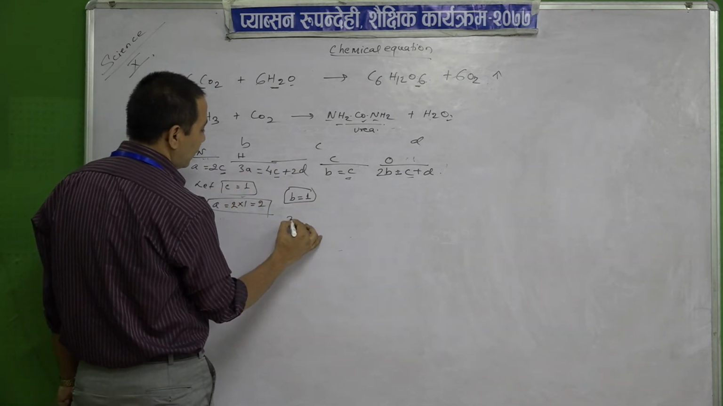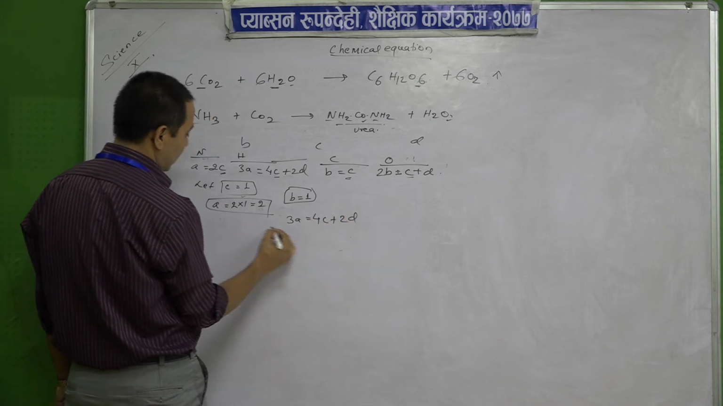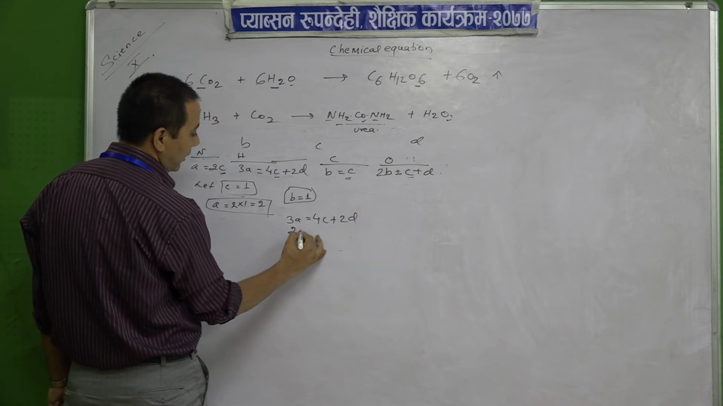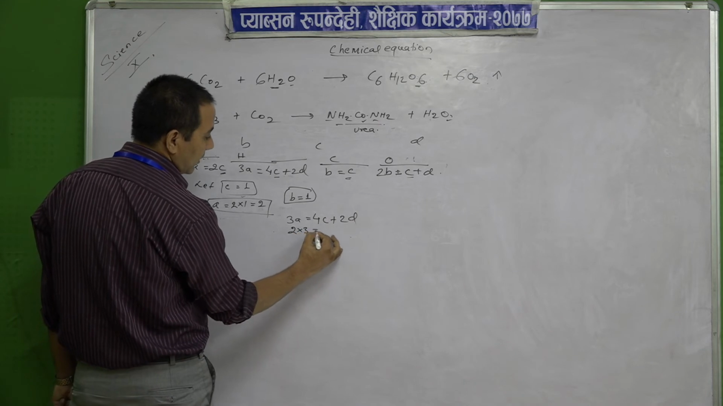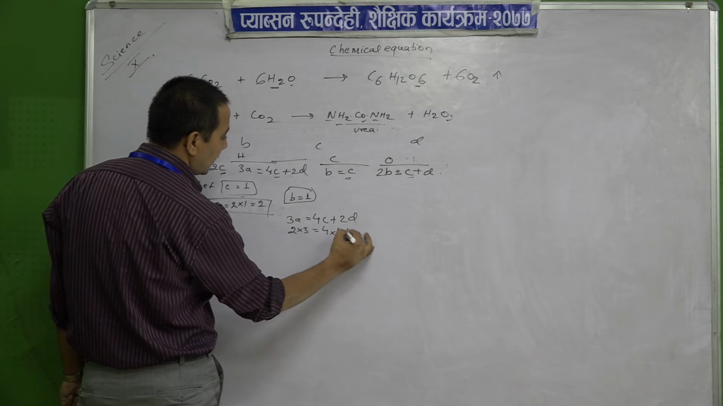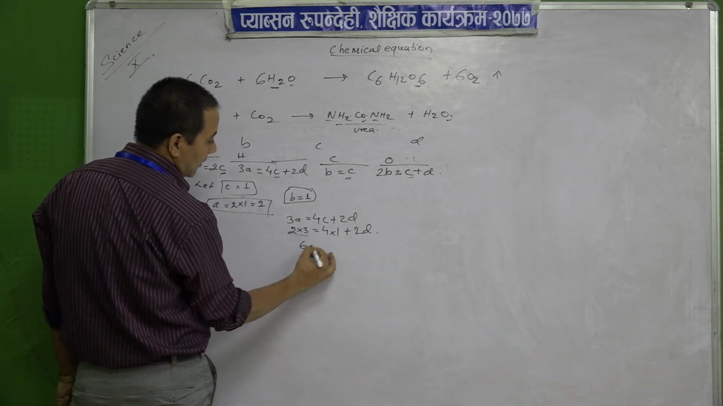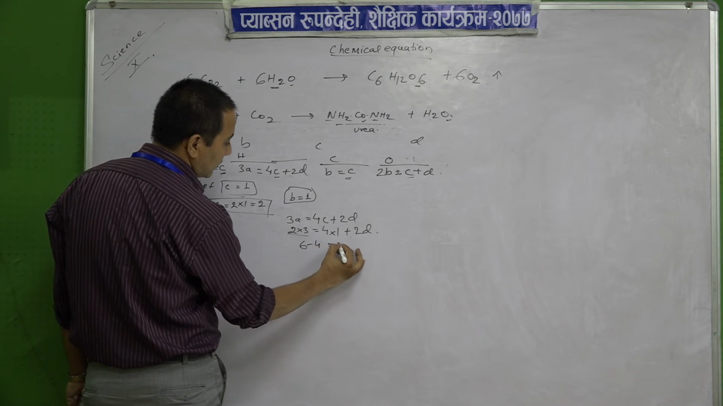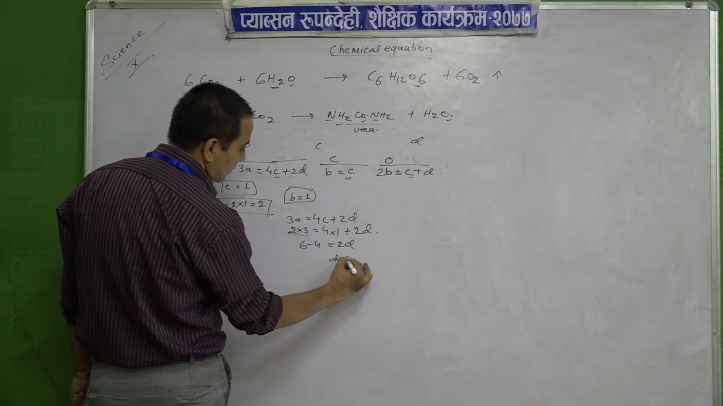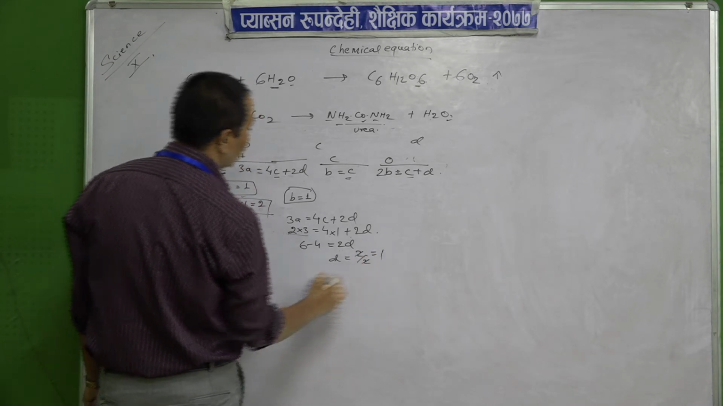So D is 3A equals to 4C plus 2D. Okay. A equals to 2. 2 into 3 equals to 6, isn't it? Then 4 into C is 1, plus 2 into D. So 6 minus 4 equals to 2D, then D equals to 2 upon 2 equals to 1, isn't it?